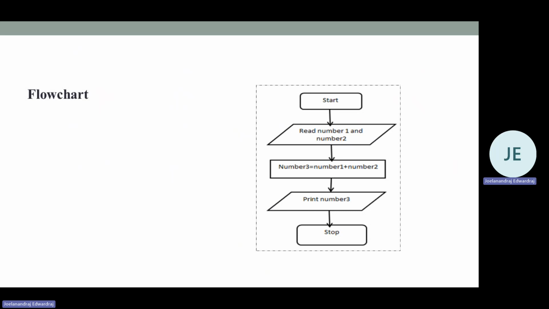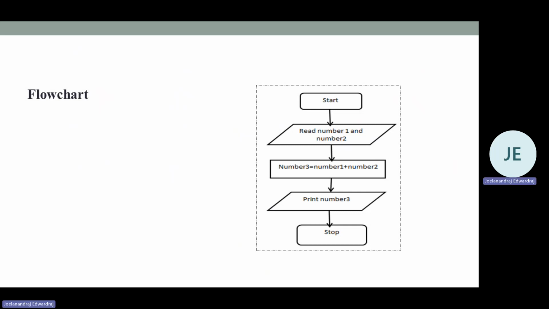The flowchart. Start, read number 1 and number 2. This symbol has a meaning, this symbol has a meaning, each and every symbol in the flowchart has a different meaning. We need some knowledge to understand the symbols, so not everyone will understand every component. The flowchart is somewhat complicated. Add number 1 plus number 2, store in number 3. So this is the process symbol.